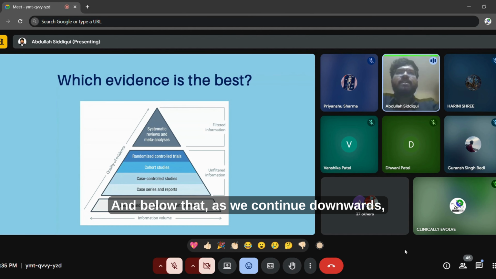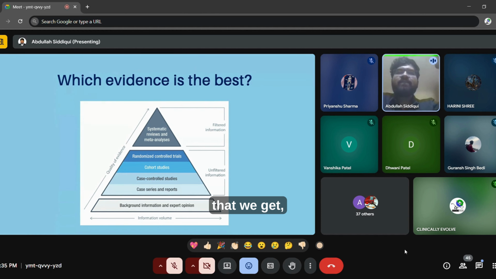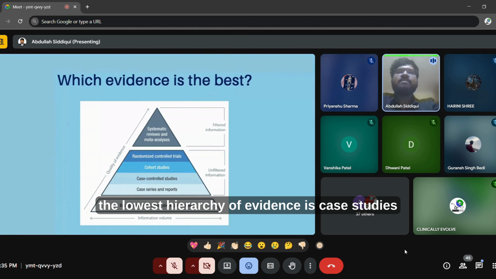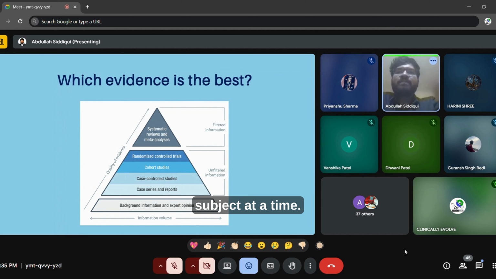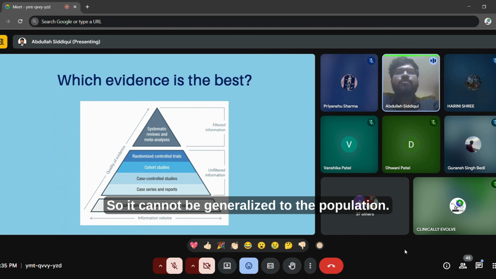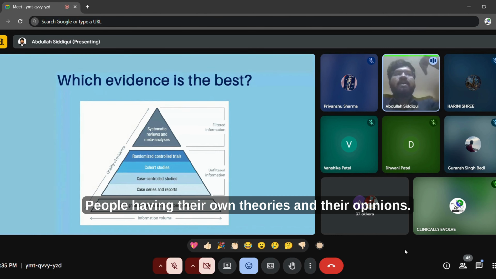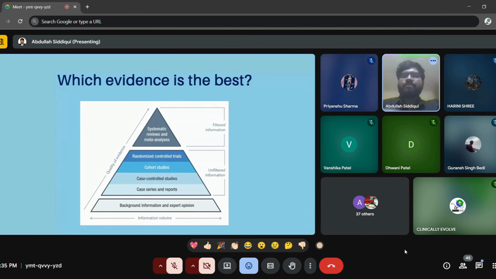And below that, as we continue downwards, we have clinical trials, cohorts, case control studies. And the lowest evidence that we get, the lowest hierarchy of evidence, is case studies and case reports, because they only deal with one subject at a time. So it cannot be generalized to the population. And then just people having their own theories and their opinions.